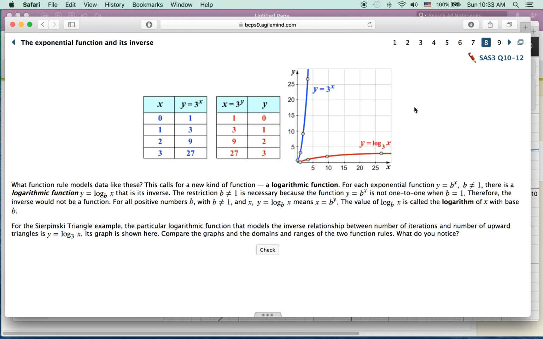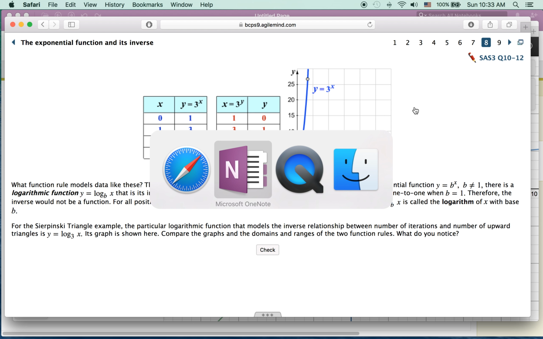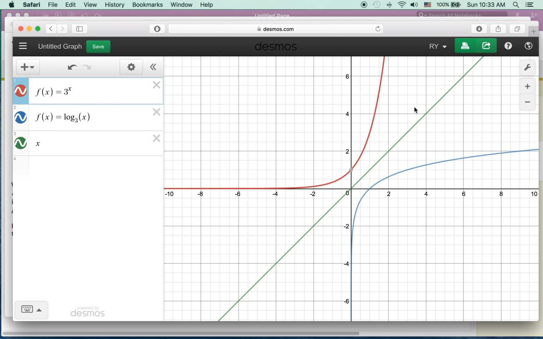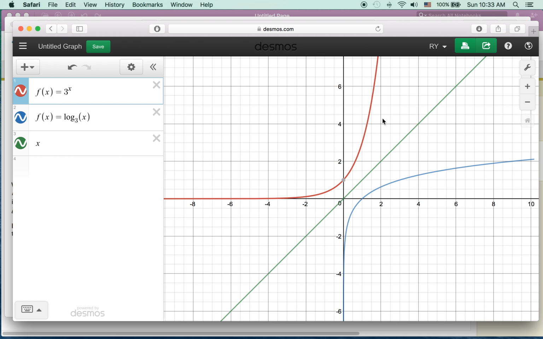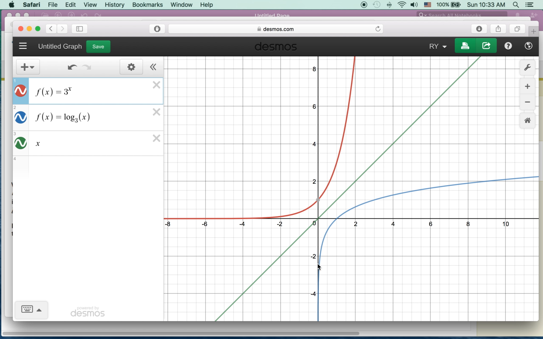Let's look at a better graph of these two functions. This graph we were looking at is sort of feeble here. Okay. So here the red function is y equals 3 to the x. You can see it's increasing rapidly. Here we've got y equals log base 3 of x. It's increasing slowly. And you can see these are symmetric about y equals x.